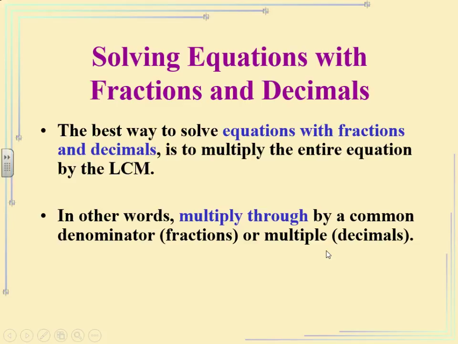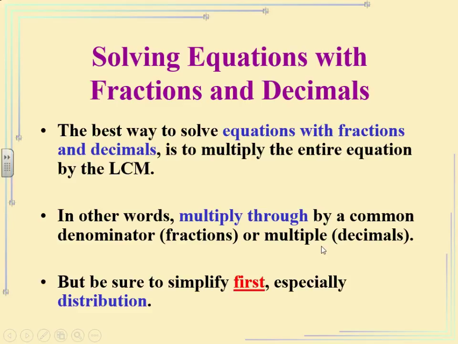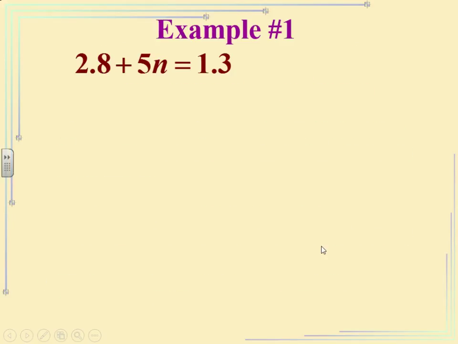In other words, we are going to multiply through by our common denominator or multiple, whether we're dealing with fractions or decimals. So we're going to multiply our entire equation by a certain number, and when we use the right number, it will make those fractions or decimals go away. One extra little tip, though, is anytime we see an opportunity to distribute, we need to make sure we do that first. So here's our first example.